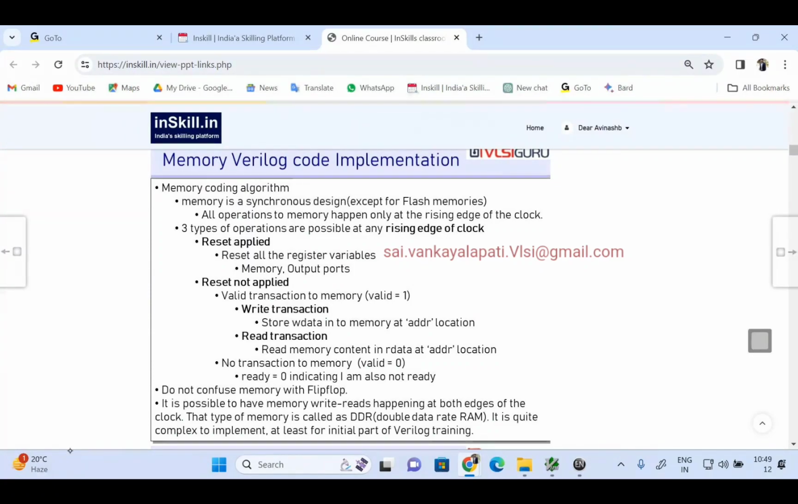If reset does not happen, what do I need to do? Do the valid transaction, making valid equal to 1. For a write transaction, store the write data into the memory address location. For a read transaction, read the memory content from the address location into read data. If there is no transaction to the memory, then valid is equal to 0 and read is equal to 0.